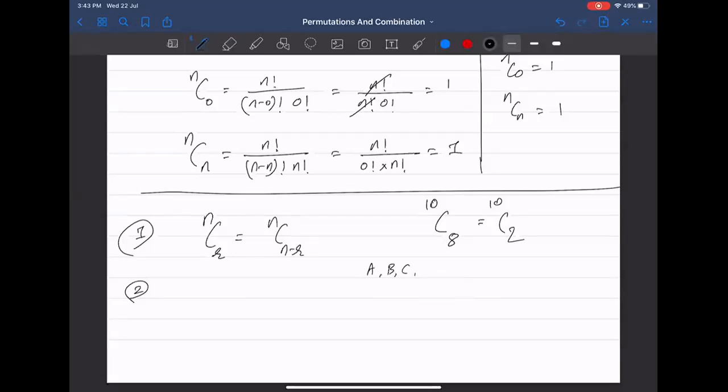Suppose there are 10 people: A, B, C, D, E, F, G, H, I, J. So these are 10 people, and I want to select 4 people. How many ways can you do that? Sir, that will be very simple. 10C4 ways. Agree with you.